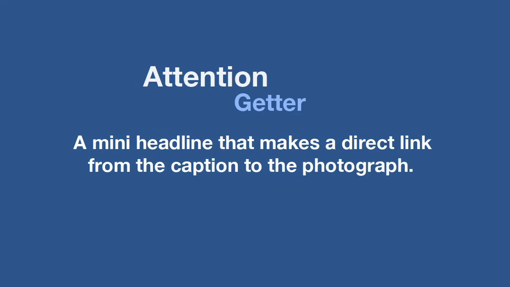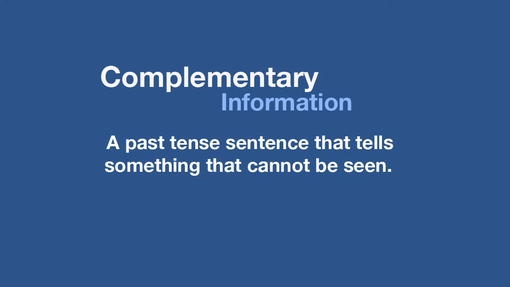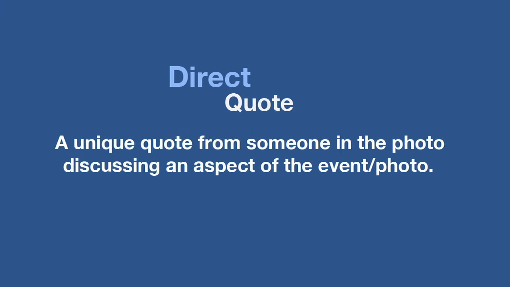They're as easy to remember as A, B, C, D. First is A, the attention getter. This is a mini headline that links the photograph to the caption. Next is B, or basic information. This is a present tense sentence that tells who and what is happening in the photo. Then C, or complementary info. This is a past tense sentence that tells us something we cannot see by looking at the photo itself, like a stat. Then D, a direct quote, that tells us a unique or specialized view from a person in the photograph.